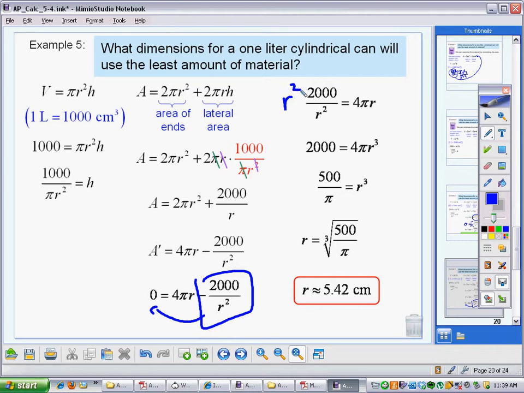This way, then, you multiply both sides by r squared. They cancel. And then you get r cubed. Divide by 4. 2,000 divided by 4 is 500. Divide by pi. Cube root, you get that. R equals 5.42. This one you'd have to use a calculator for. Yeah. But they would break it down into steps and ask you to do things.